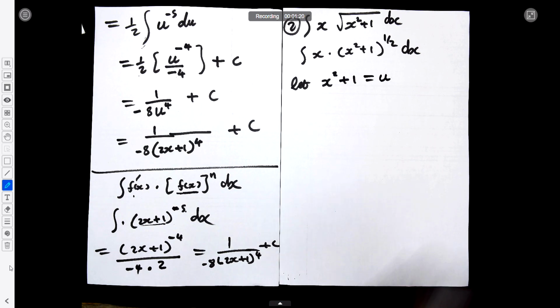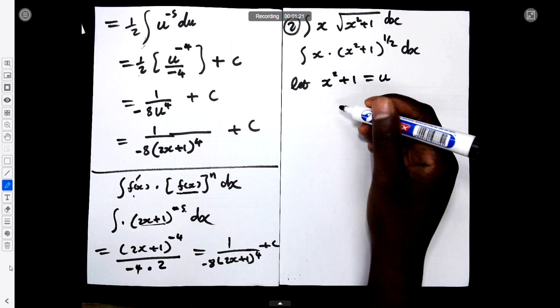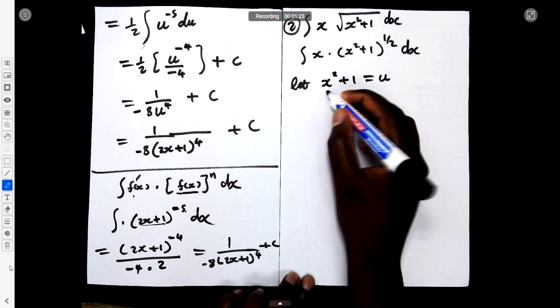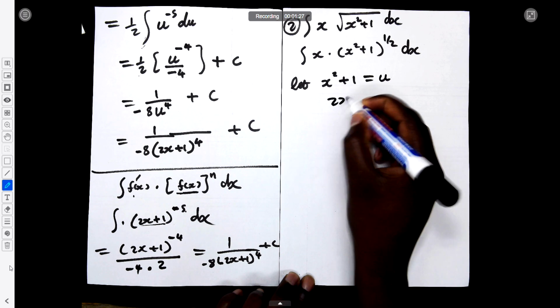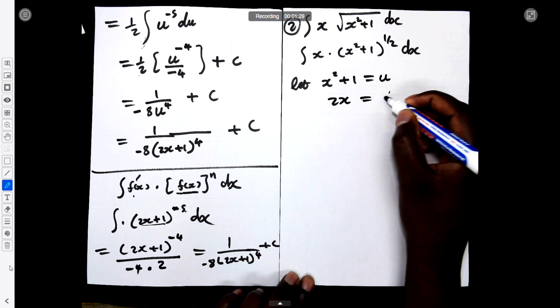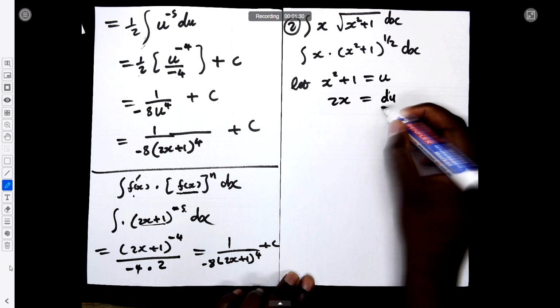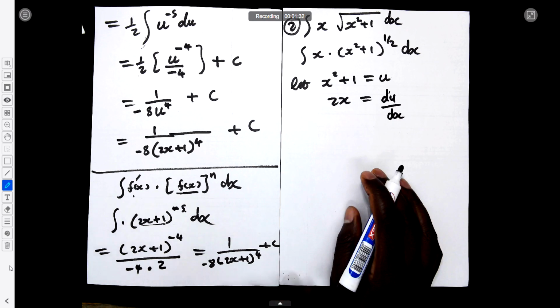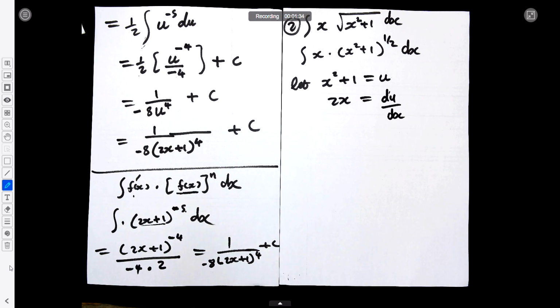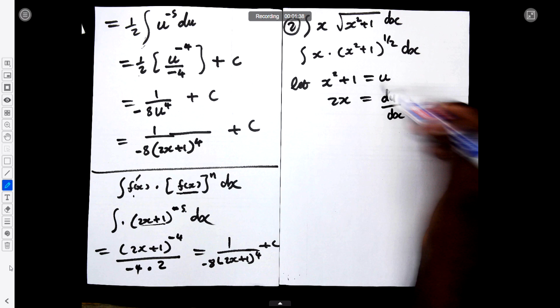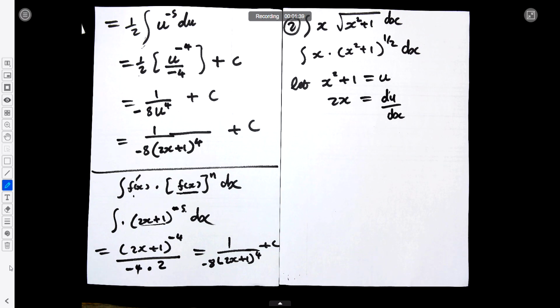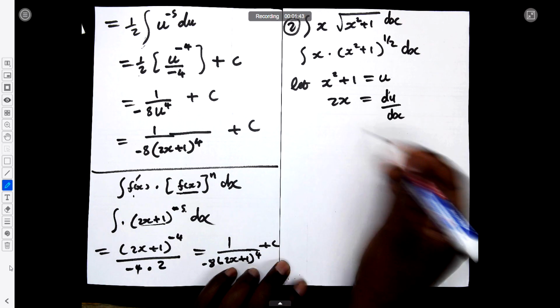Then from there we can change the function in terms of x. So if we differentiate the right and left hand side in terms of x, we're going to have 2x equals du over dx. Normally when we differentiate here, we multiply by dx on the other side and say du to simplify the problem. But we are still in the beginning stage. You will see why we say that.